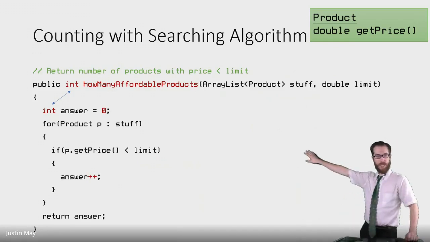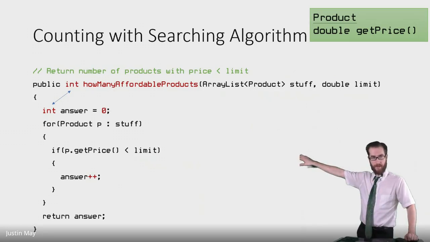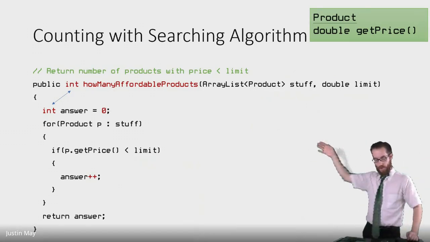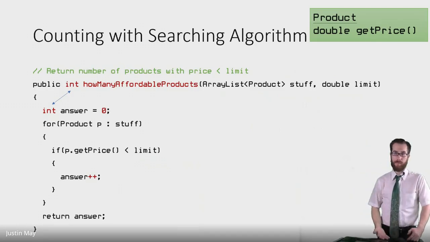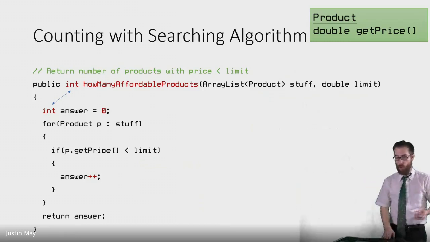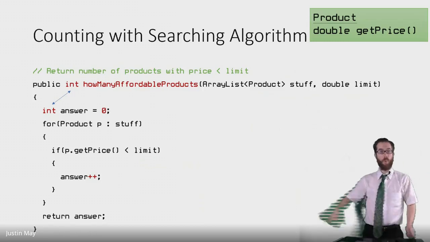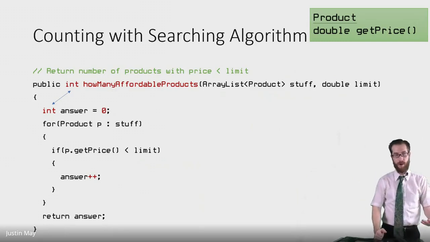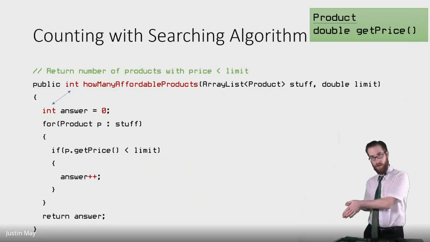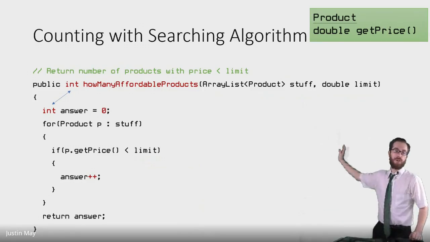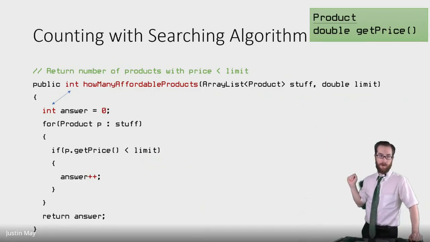Since I changed the type of my answer variable, I changed the default value. And the default value of a how many problem is going to be 0. And you can figure that out asking the same question. If there were no products in the list, what should this method return? And if I'm asking how many affordable products there are, and there are no products at all, then there are no affordable products because there aren't any products. So our default answer makes sense to be 0.